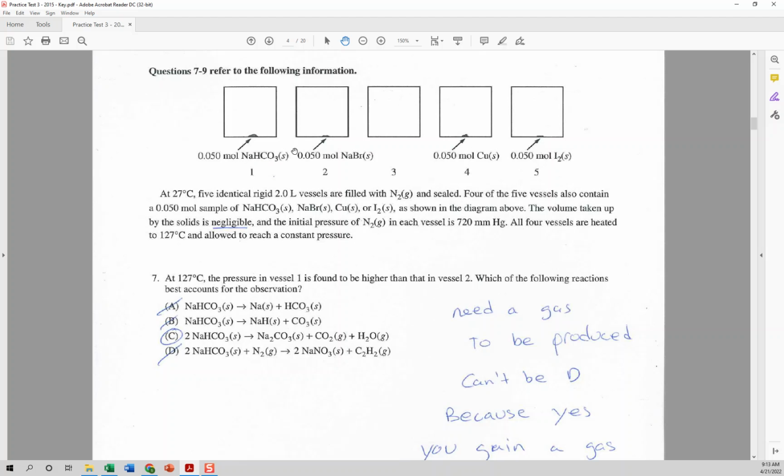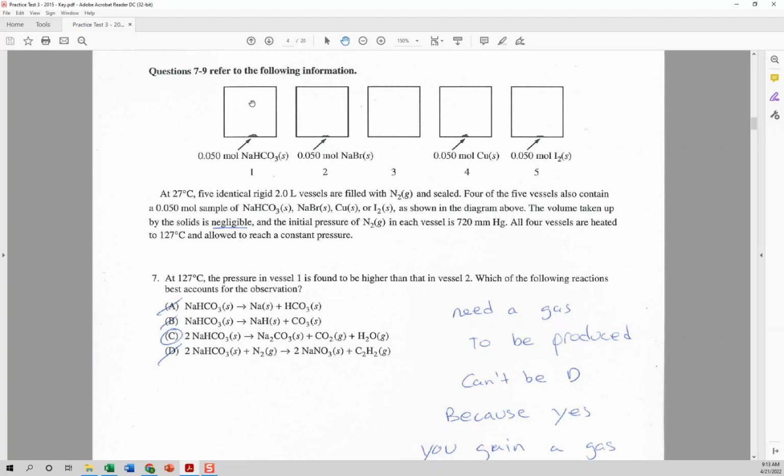So let's think about it. If you read the question, we're going from 27 degrees Celsius to 127 degrees Celsius. So we are increasing the temperature. So if we increase the temperature of this compound, when you have a polyatomic ion, it's probably going to decompose a little bit and form a gas.